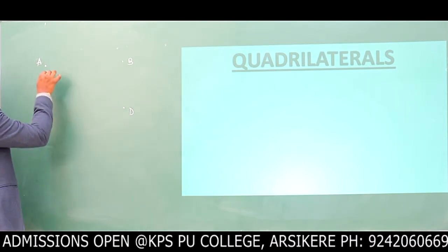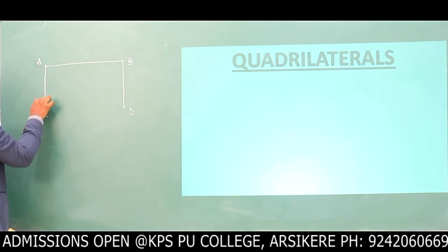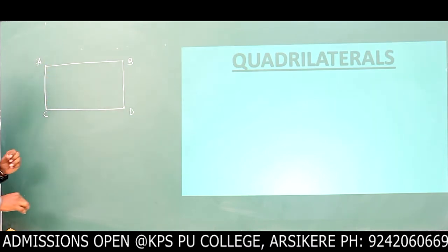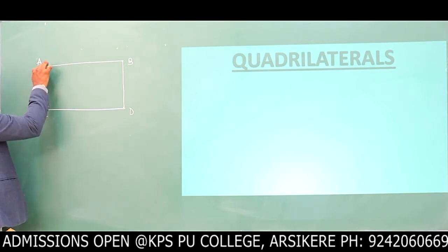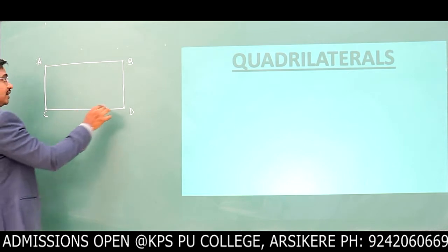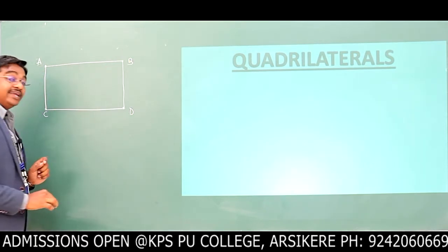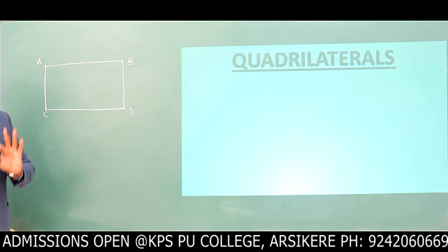And if I join these 2 points, I join these two, and similarly I join this. Just observe here. So these two are called adjacent sides. They intersect. Similarly, AC and CD intersect. DB and DC intersect. BA and BD intersect. So this is called a quadrilateral.